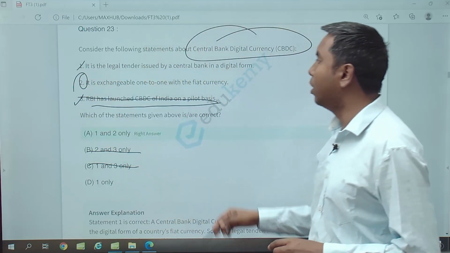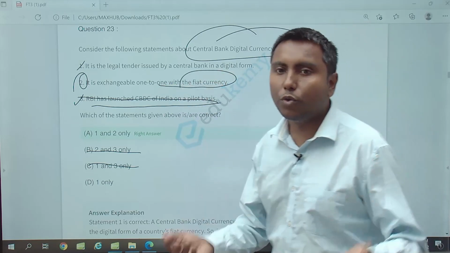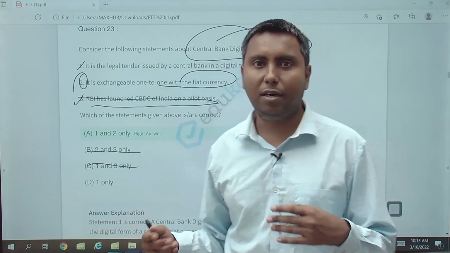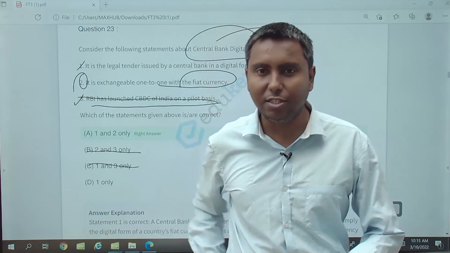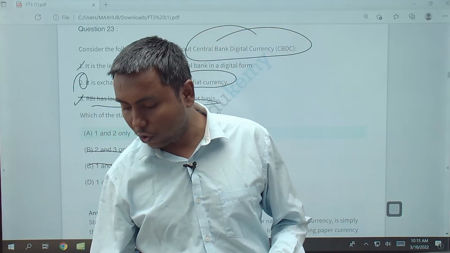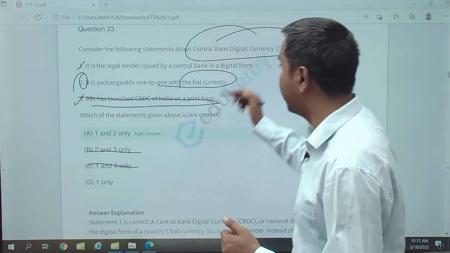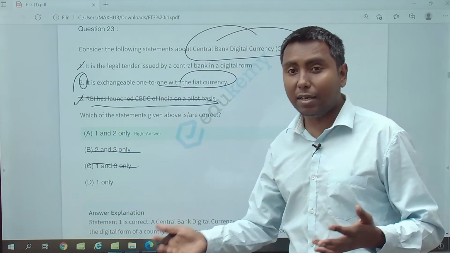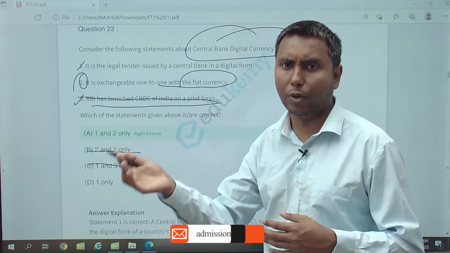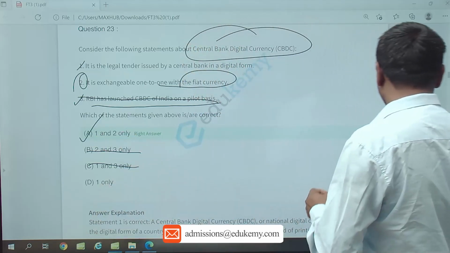We'll talk about 2: it is exchangeable 1-to-1 with the fiat currency, CBDC. You know that for all practical purposes, CBDC is the same as your currency notes. CBDC is the same as the notes inside my wallet, except that it is digitally available. So just like my currency note, it is also a fiat currency. It is exchangeable 1-to-1. So the answer is 1 and 2 only.